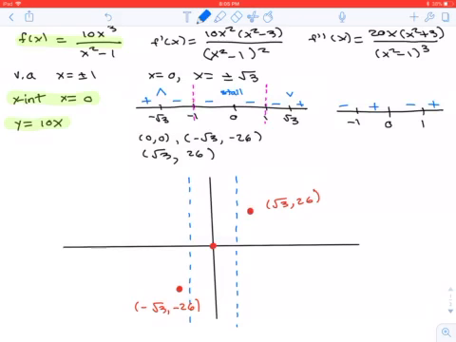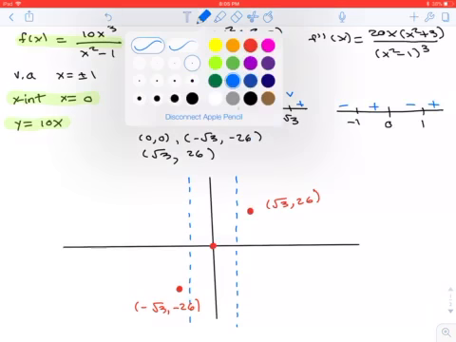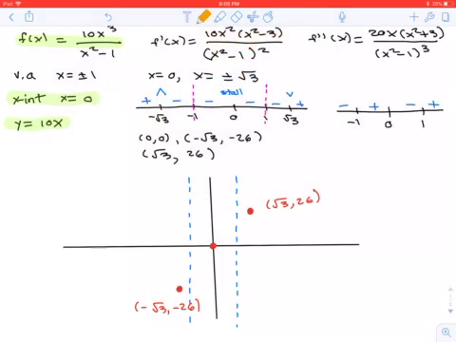Okay, next, I want to kind of go through and, let's see what we can do here. Let's take care of our end behavior. So it's that line y equals 10x. So for me, y equals 10x is going to look kind of like this. I'll kind of tell you my logic.